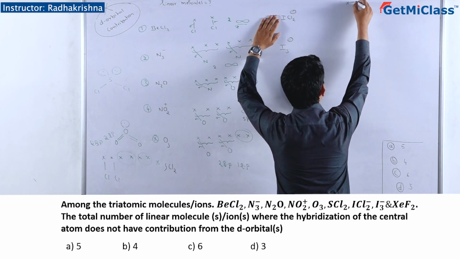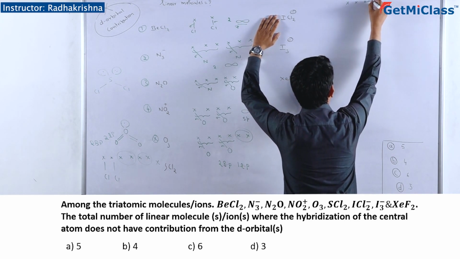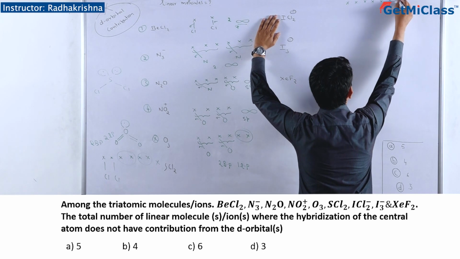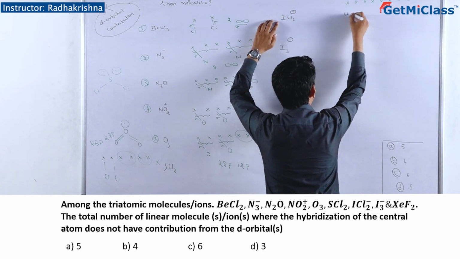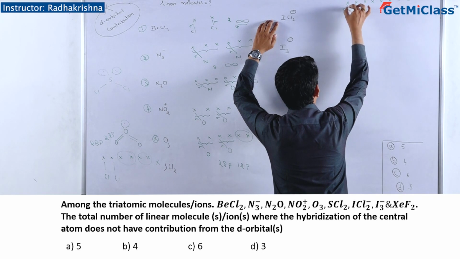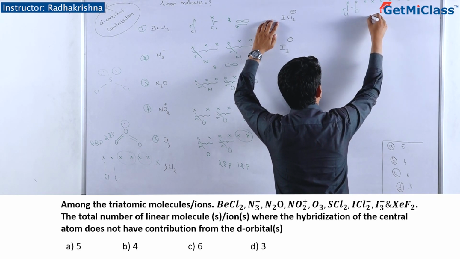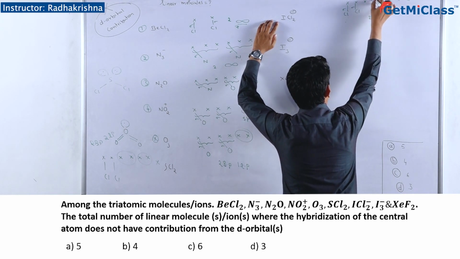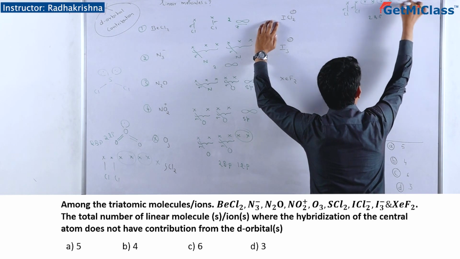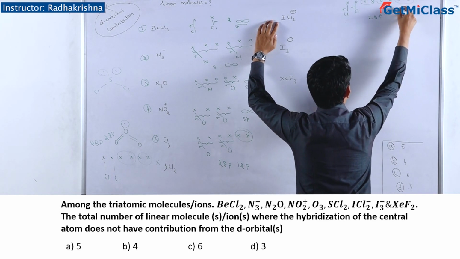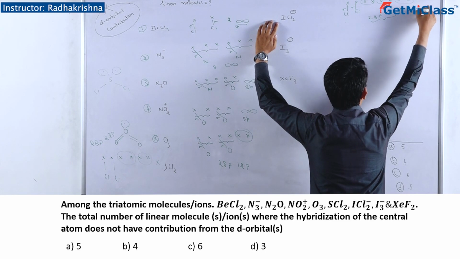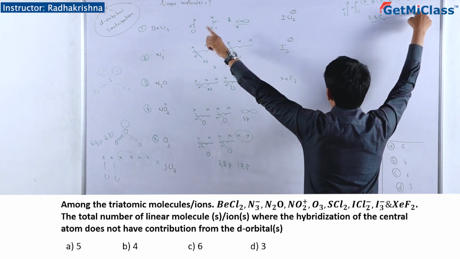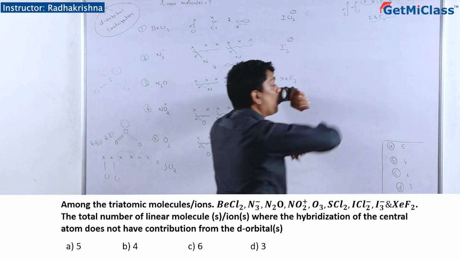Then we go to ICl2 minus. I know iodine has 7 valence electrons, and minus means 1 electron extra. We have 2 chlorines, so 2 bond pairs, and we get 3 lone pairs. So we have 2 bond pairs, 3 lone pairs, 5 hybrid orbitals, sp3d. So d should not be considered, right? So I'll just eliminate it.